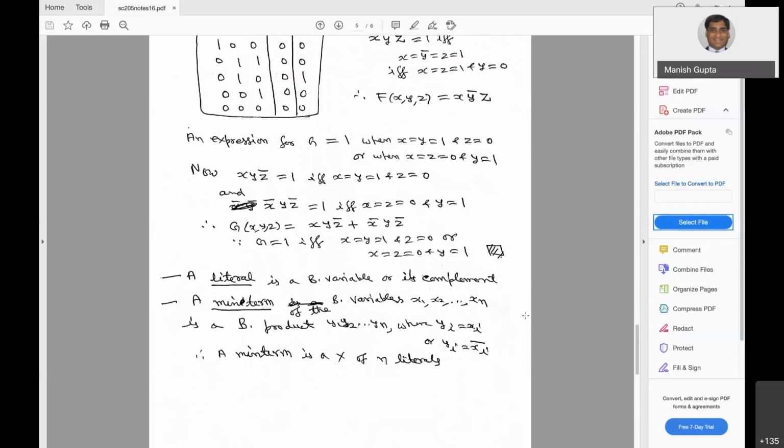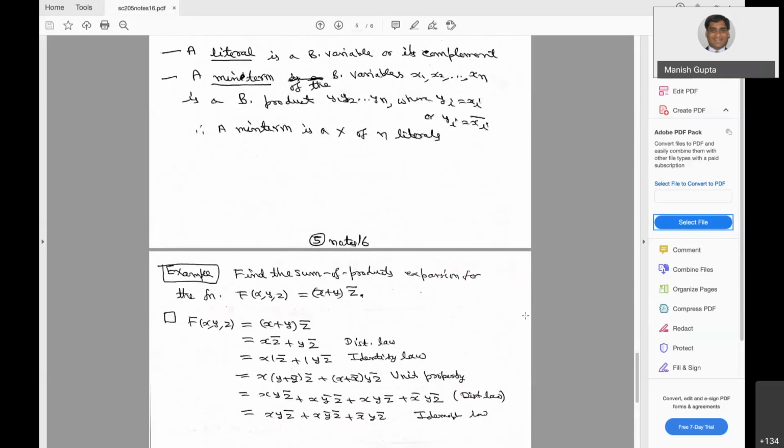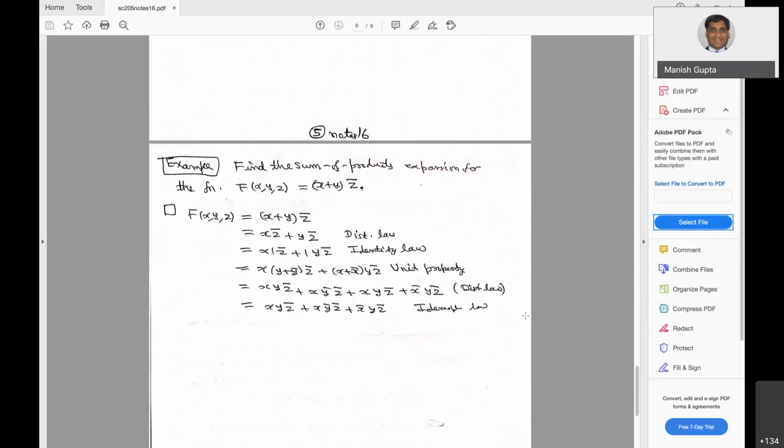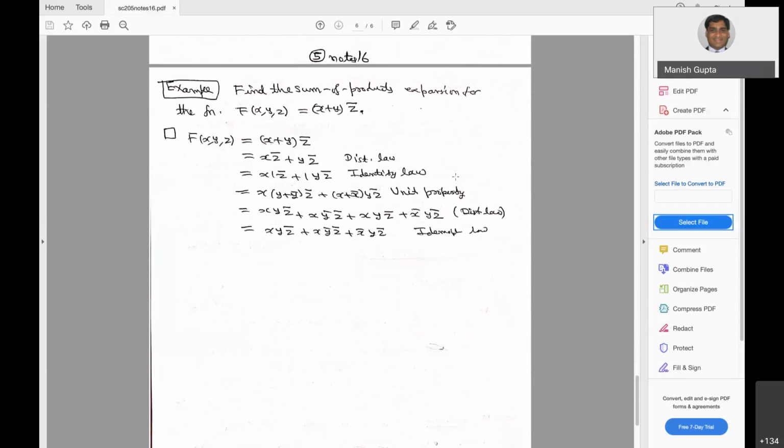Okay. A Boolean variable or its complement is known as a literal. I think we can leave that portion. We can simplify. For example, if x plus y z bar is there, we can simplify it as x z bar plus y z bar by the distributive law and identity law. You apply the identity law, then the unit property, the distributive law, and finally you get this kind of expression. This kind of simplification is possible in Boolean expressions.